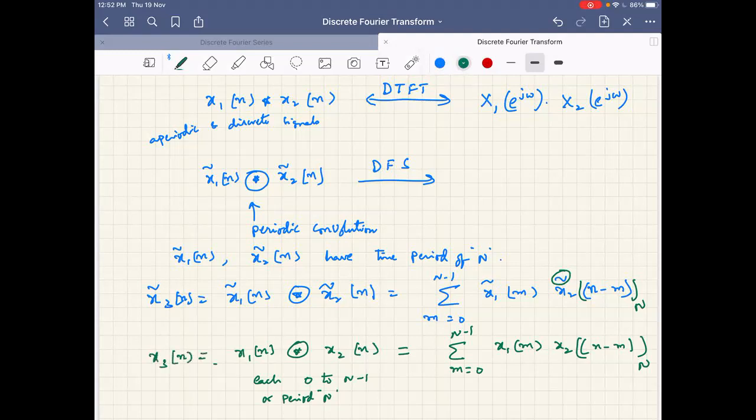And what is the length of the sequence x3 of n? The length of the sequence x3 of n is only n. So here also the sequence is of length n. This is not period n. Please note that this is a sequence of length n.